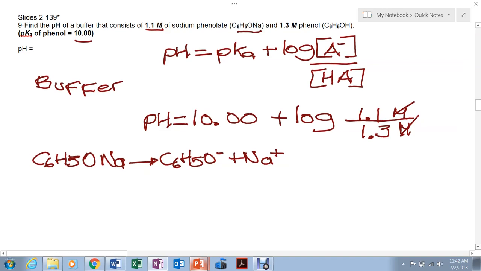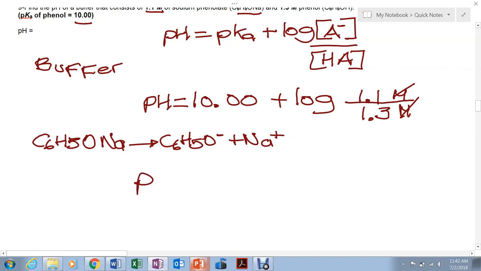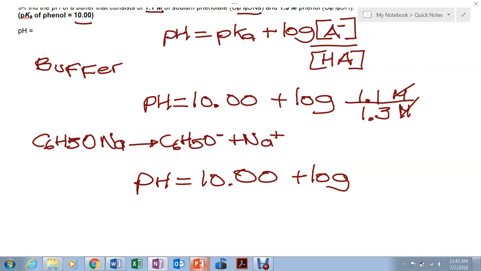So the pH would be equal to, I'm going to break it down, plus the log of 1.1 divided by 1.3. That gives me 0.8462.